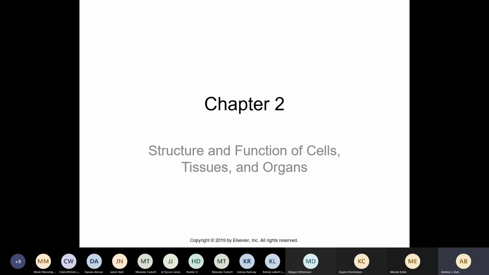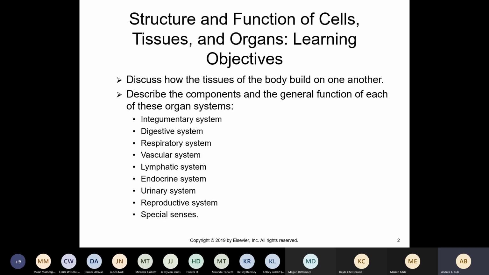Chapter 2 is going to be kind of a continuation of what we've talked about. So now we're going to talk about structure and function of cells, tissues, and organs. I think of it as we start with cells. Those cells form tissues. Those tissues form organs. Those organs become organ systems. So that's kind of where we're going with this. We're going to talk about how those tissues of the body will build on one another. And we'll talk about all the different organ systems, and I'll let you read through those. Those are all the different organ systems in our body. Integumentary, respiratory, digestive, you see them all there.